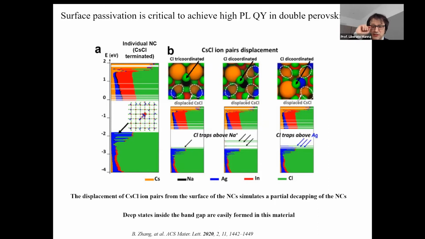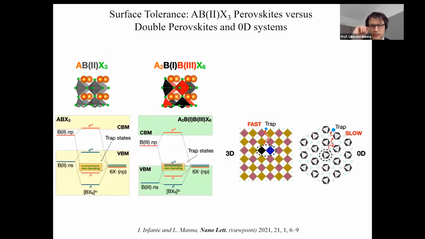So this is very much different from the case that I've shown you in the initial slide, where I said that in perovskites, trap states are very benign because they are nested within the valence and the conduction band. But here we are not talking about cesium-lead chloride nanocrystals. We are talking about double perovskite nanocrystals. So to make the comparison clearer, I show you the electronic structure, very rough, of a standard perovskite.